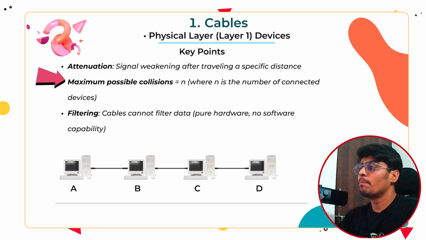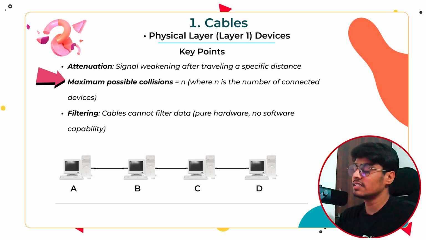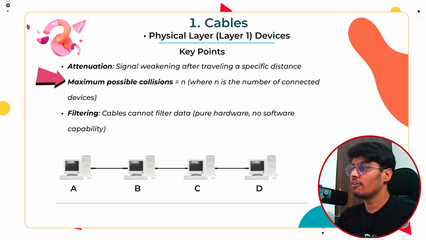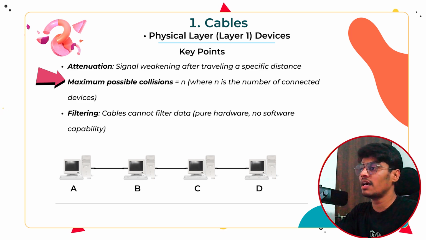Now, maximum possible number of collisions. We have seen that there is a baseband connection and a broadband connection. In cables there is a baseband connection. So if all the devices start sharing the signal at a time, then there will be a collision. What is the possible number of collisions? N, where N is the number of connected devices. Let's say there are 4 devices, then maximum possible collisions are 4.